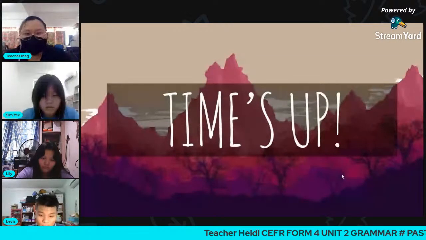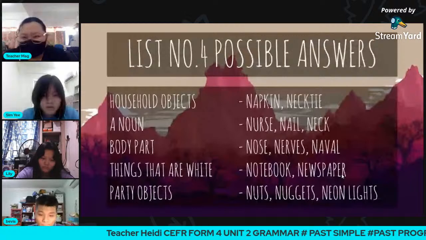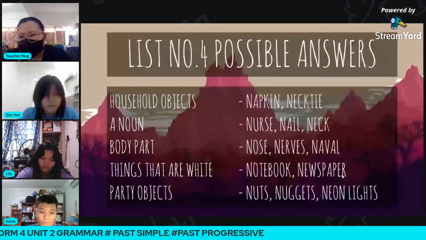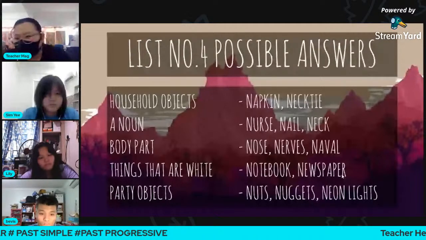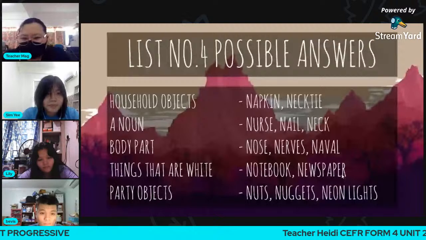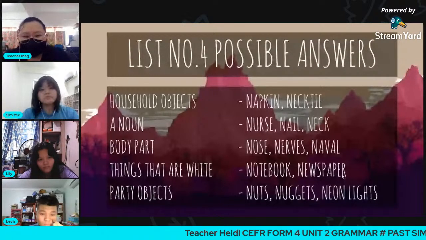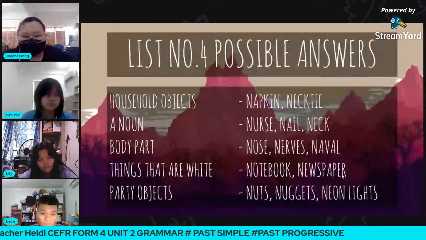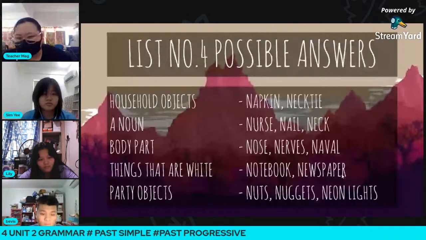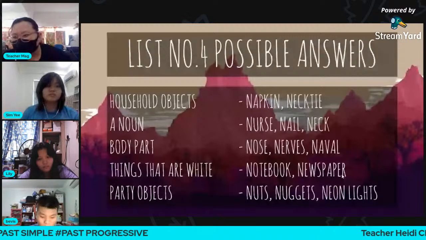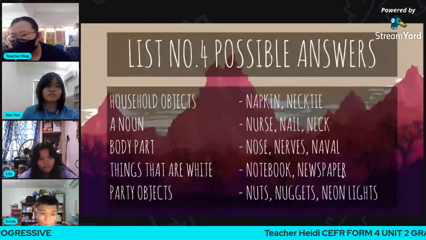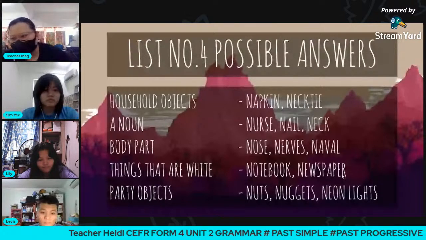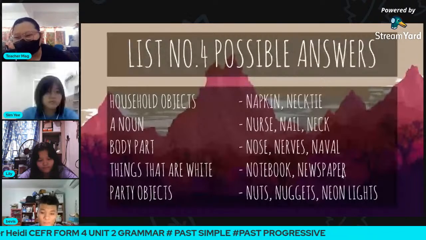Right. So for a napkin is something like a handkerchief in the kitchen. And a necktie, you can find a necktie anywhere in the house. A noun, probably a nurse, a nail, a neck. And then, oh, see, it comes back to body part. You can put neck for your body part. Then party objects, nuts, nuggets, neon lights. People like stuff like that in parties, right? So guys, do put your answers. I want to see your answers. Do not take from me, of course. I'm just showing you my answers. Alright?